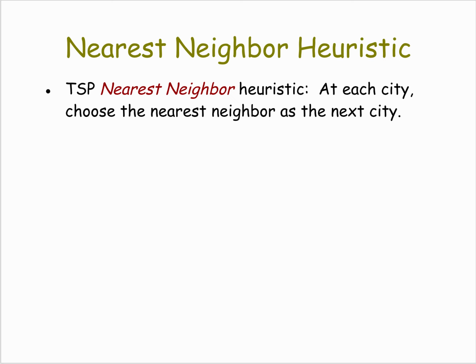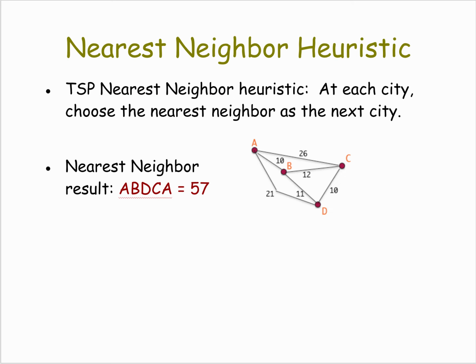It's simply this: at each city, choose the nearest neighboring city as the next city to visit. Here's an example with 4 cities, A, B, C, and D. If you start at A and use the nearest neighbor algorithm, then you get a total cost for your trip of 57. That's pretty good, but it's not optimal, because if you look at all possible paths through those 4 cities, starting at A, then you can come up with a shorter path.